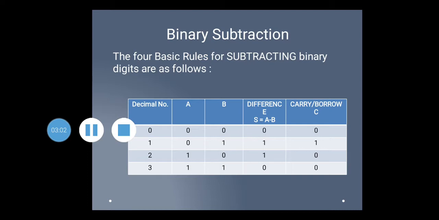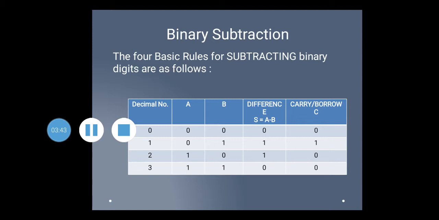The next condition is if A is equal to 1 and B is equal to 0. Subtracting 1 minus 0, the difference is equal to 1 only, and no borrow is generated. And the last condition, A is 1 and B is 1, both are the same. So 1 minus 1, you get the difference equal to 0, and borrow also 0. So no borrow is generated here. This table you have to learn by heart.